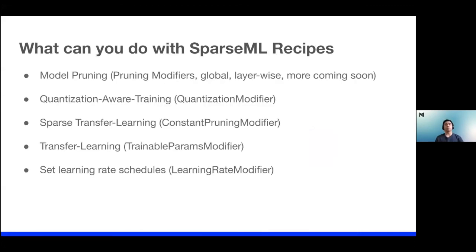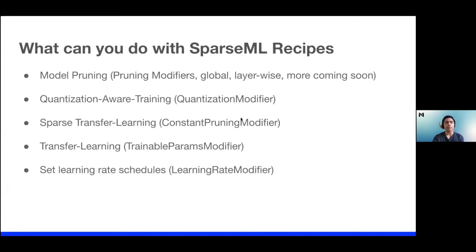So what can you do with sparse ML recipes? We're constantly adding new modifiers and improving on our modifiers. But the great thing about these sparse ML recipes is that, like you saw before, the modifiers can be mixed and matched. A pruning modifier with a quantization modifier, we can create a sparse quantized model. But there's other things you can do as well. You can do sparse transfer learning, a concept we introduced where we hold the sparsity constant for a given model. So only the non-sparsified weights get updated, to take advantage of an existing sparsity structure we've learned for a new data set.